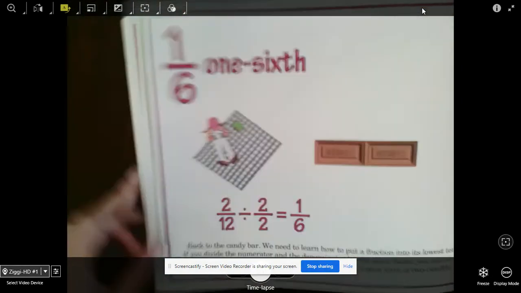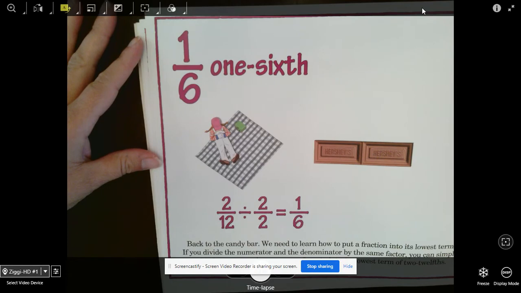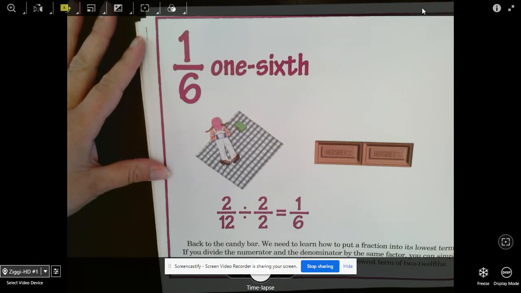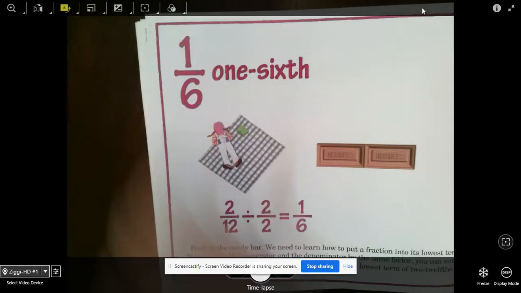Okay, 1/6. Back to the candy bar. We need to learn how to put a fraction into its lowest terms. If you divide the numerator and the denominator by the same factor, you can simplify this fraction to its lowest terms. 1/6 is the lowest term of 2/12. So this is a little higher level learning, but this is 1/6.